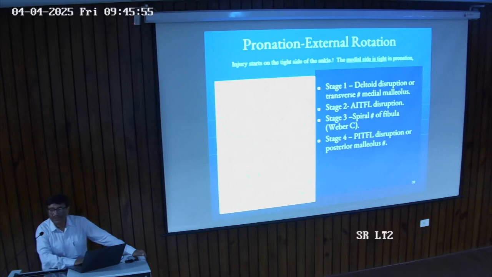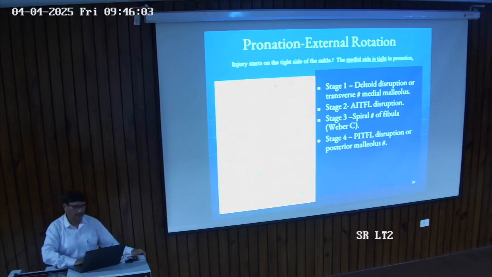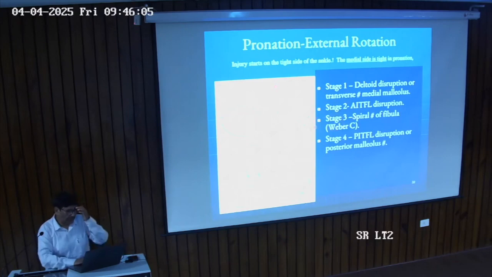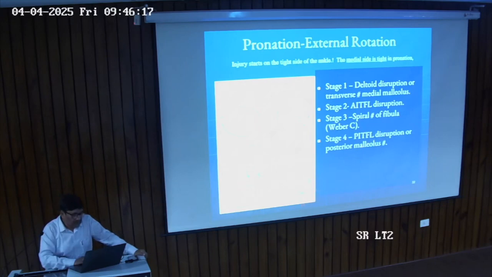In supination adduction fracture also, it was a tip of the lateral malleolus, a lateral fracture. Here the level of the fibular fracture goes up. It is somewhere high up, and we'll describe it as a Weber C fracture. And in stage 4, there will lastly be a PITFL injury or a posterior malleolar fracture. So here, that is a posterior malleolar fracture on the posterior side.